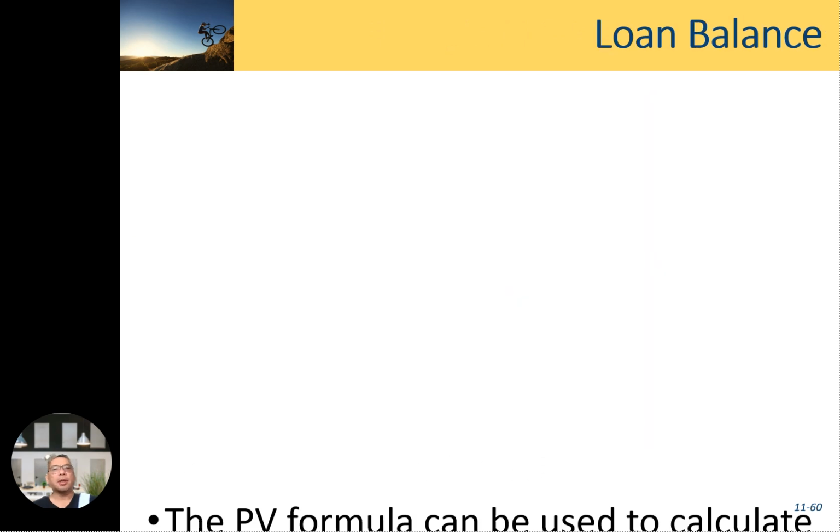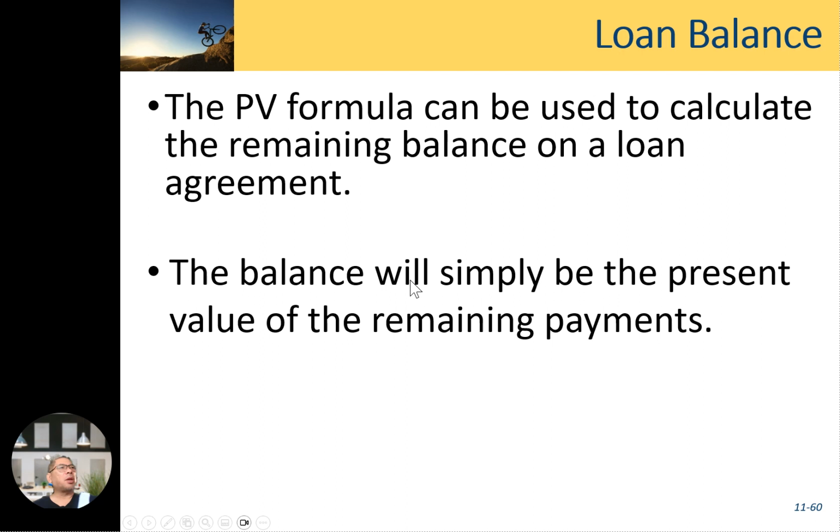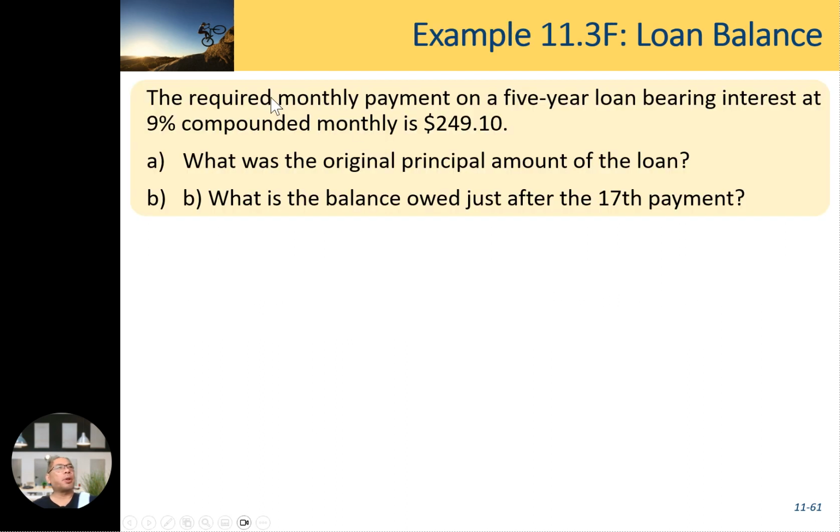Loan balance. Loan balance uses the present value formula. It can be used to calculate the remaining balance on a loan agreement. The balance will simply be the present value of the remaining payments. For example, the required payment for a 5-year loan bearing interest at 9% compounded monthly is 249.10. What was the original principal amount of the loan? What is the balance owed just after the 17th payment?